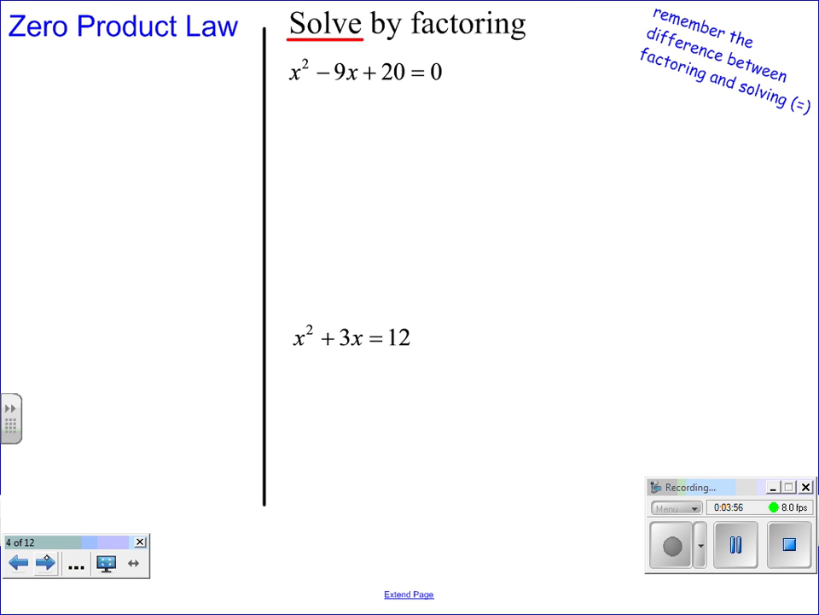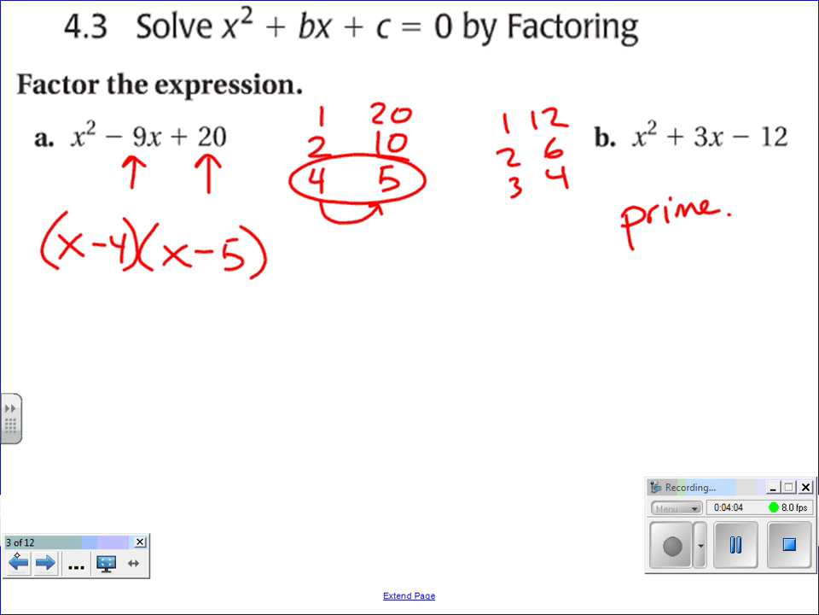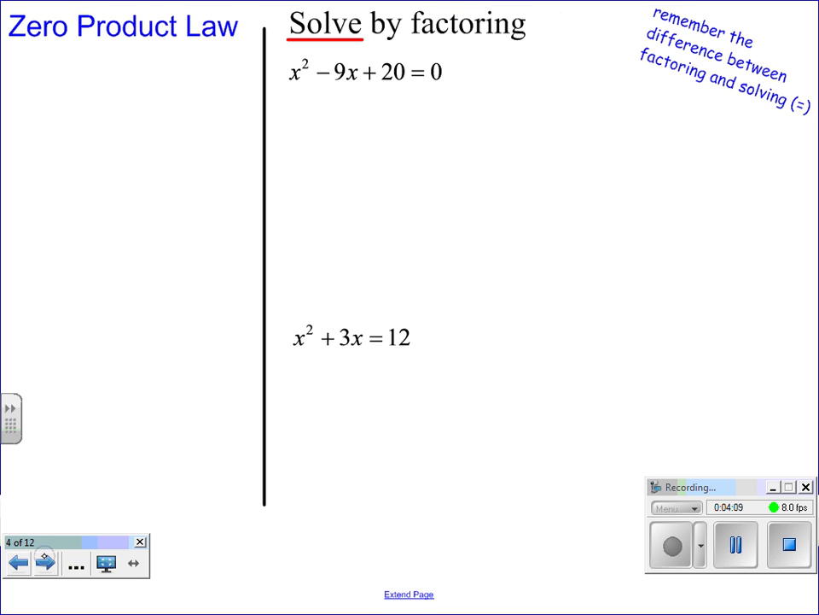Okay, now look at this. Solve by factoring. So we have to know what is the difference between solving and factoring. Well, notice here, I'm going to scroll back to the last page. These are expressions. They do not have equal signs anywhere in here. Whereas these do have equal signs, so we can solve them. You cannot solve unless it has the equal sign. You can only solve equations. So that's the difference between solving and factoring. Solving goes with equations which have equal signs. Factoring goes with expressions which don't have equal signs.